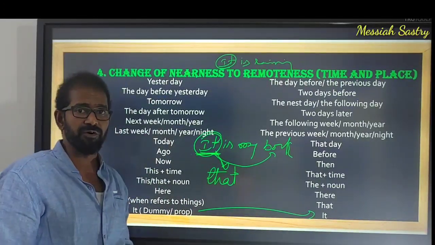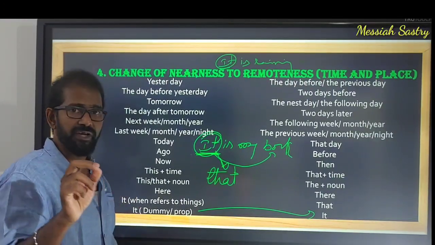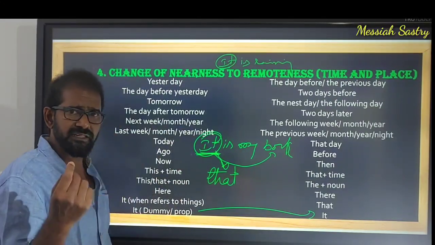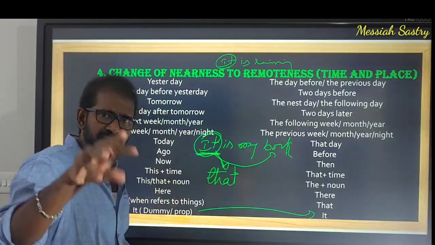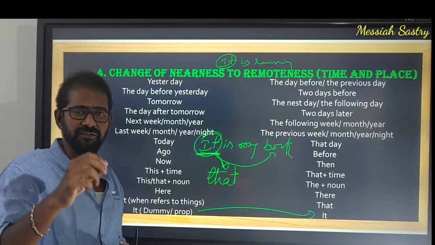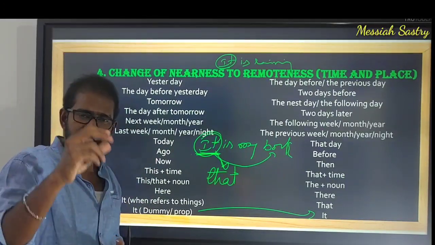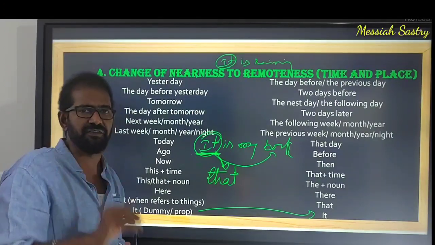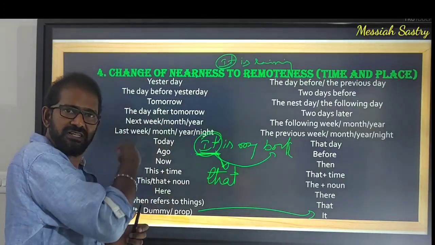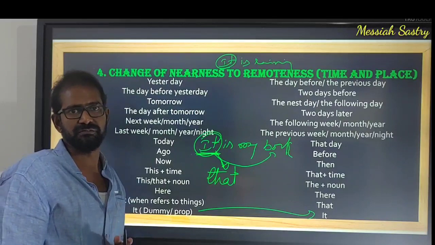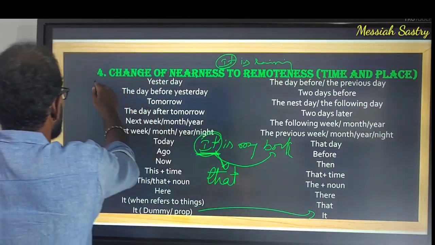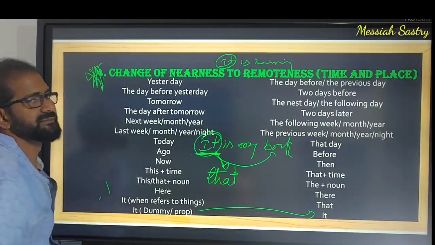So while watching the video, be careful. If you don't follow anything, just rewind and listen carefully once again. Another thing is, you need to learn this table. So pause the video, learn the table and go further. Even the third one also, change of tense forms, very, very important. Pause the video, learn that table and then move to the next one. Without learning, don't move further. There will be no use. So this also, change of nearness to remoteness, time and place, very important. So we need to learn this.